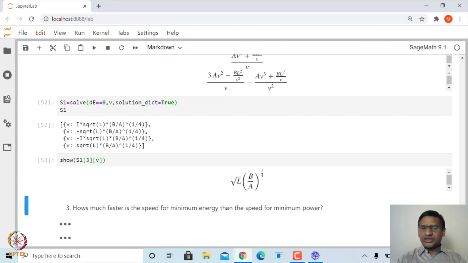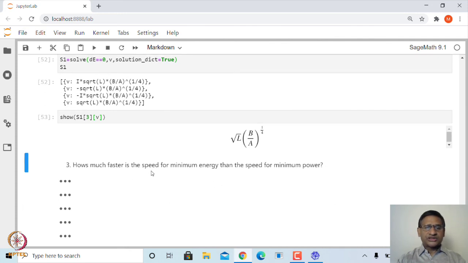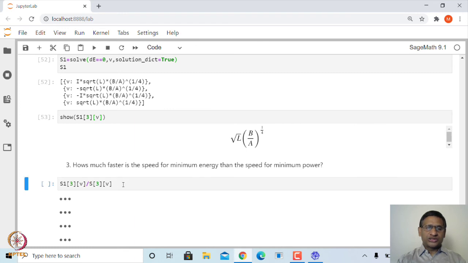The third problem is how much faster is the speed of the minimum energy than the speed of the minimum power. So, we have already computed these two things. We will just take the ratio of minimum power divided by minimum energy, and it says that the ratio is 3 into 1 by 3 to the power 3 by 4.